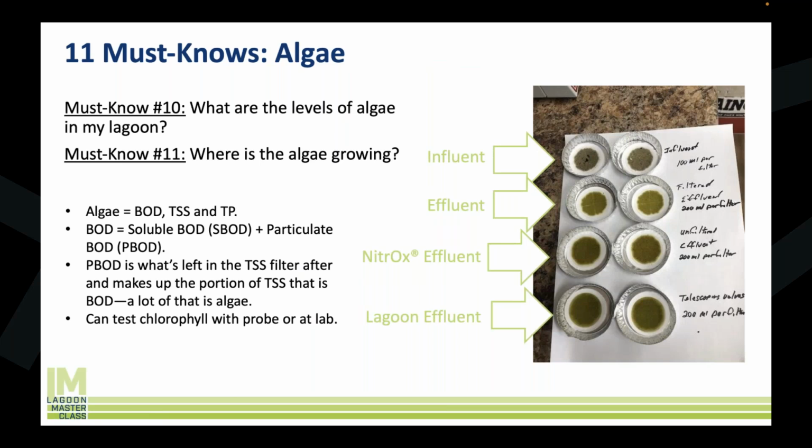And the reason you want to look at algae is because algae, if you let it come out of the back of your plant, will be BOD, it will be TSS, and it can sequester phosphorus in it as well. So these are really important things to know.